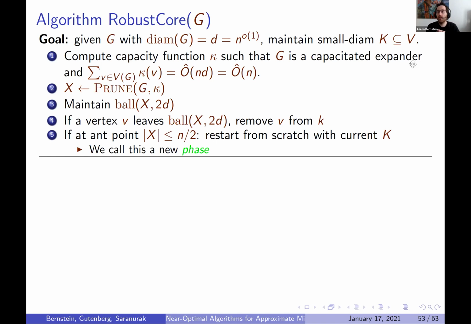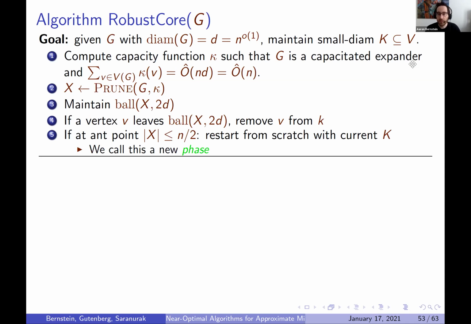So what we do if the expander becomes small is, okay, you have your low diameter set K, but at some point you're no longer able to maintain K. You're sort of like, okay, I have my low diameter set, but I can't go any further. So then you just restart from scratch. You take your low diameter set K and recurse on that set, meaning you compute a new capacity function for the set K, you prune again, so you just redo everything from your new low diameter set.